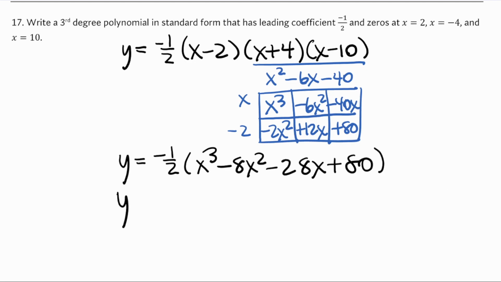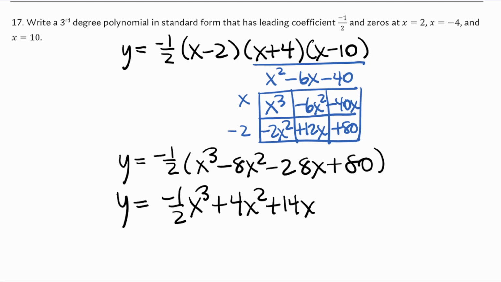Okay, and then I just need to distribute in that -1/2. So plus 4x squared plus 14x, dividing everything in half and changing the sign. Minus 40. There we go. Looks good.